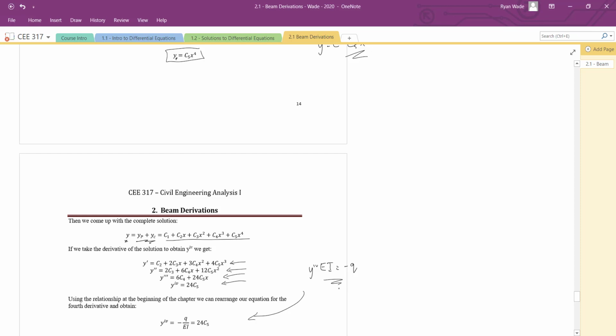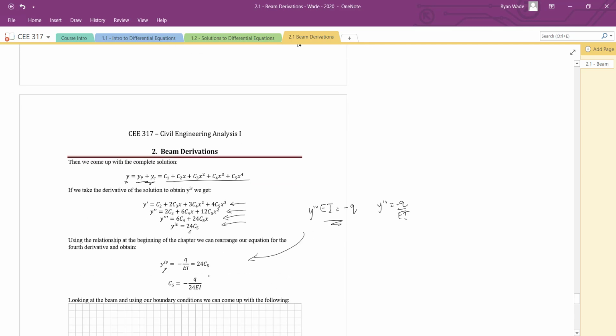So y to the 4th prime is simply equal to negative q over the stiffness. And then we put that into it, it equals 24 c5, and we get that c5 is equal to negative q over 24 EI. So that means that our particular solution works. And all we've done is solve for one of the constants, because we would know our q value, and then we just end up solving for the equation.